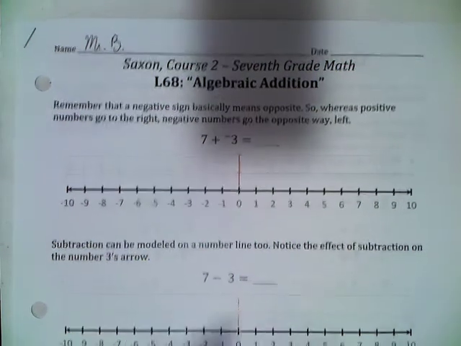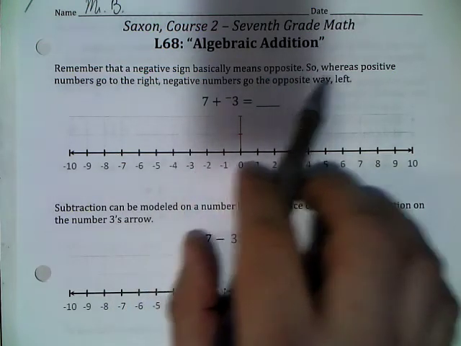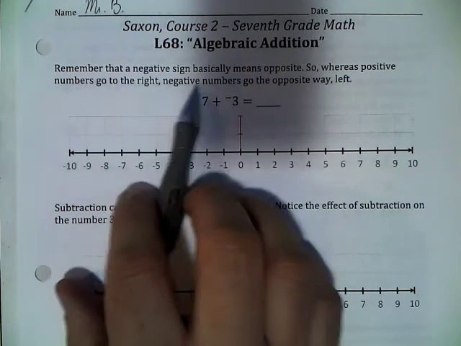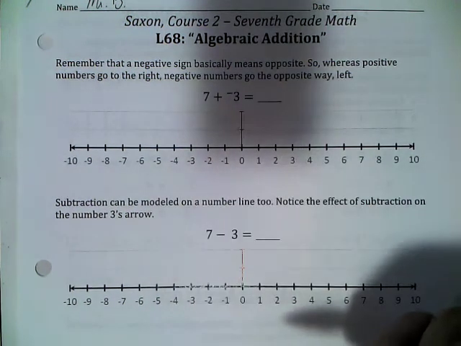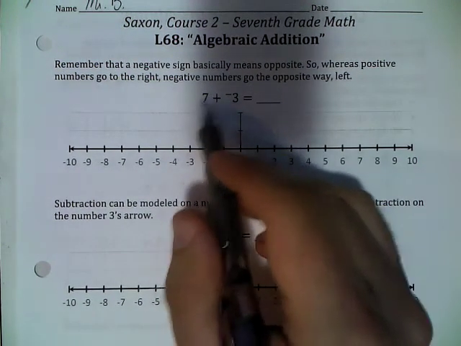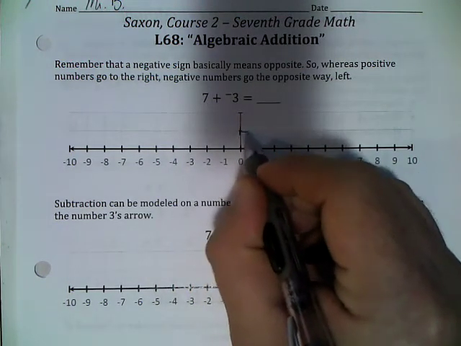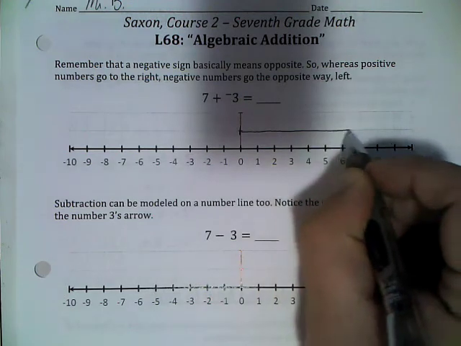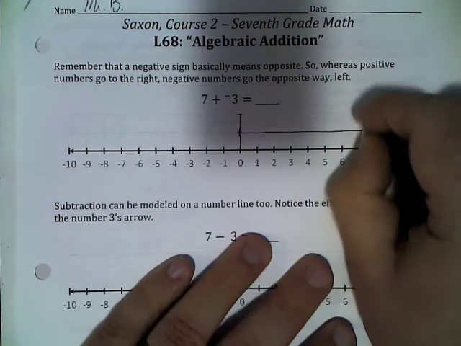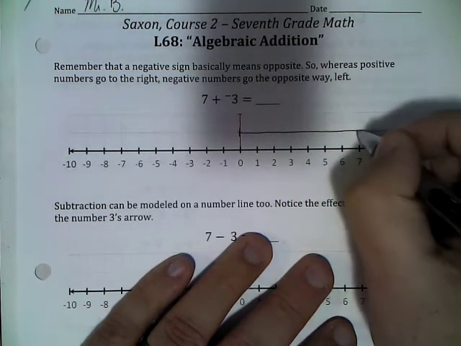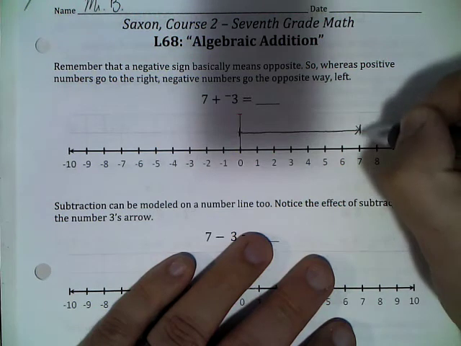So here we go. Remember that a negative sign basically means opposite. So whereas positive numbers go to the right, negative numbers go the opposite way, left. So if we consider this, we've done things like this now for a while. So positive 7 would tell me to start here at 0 and go 1, 2, 3, 4, 5, 6, 7. There we go. 7 to the right. So I'm going to put another tick mark right there.